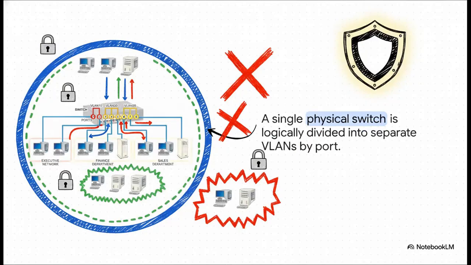We have one physical switch, but we've told it, hey, ports 1 and 2 belong to the executive VLAN. Ports 3 to 5 are for finance. So even though they're all plugged into the same box, if a computer from sales tries to talk to one in finance, the switch just says nope and drops the connection. To the computers themselves, they might as well be in different buildings.